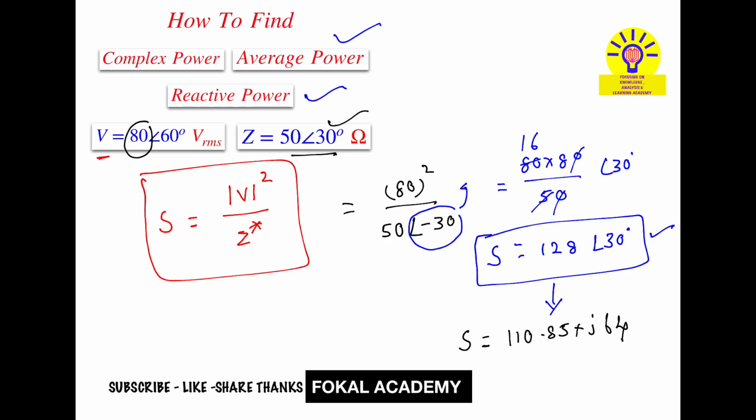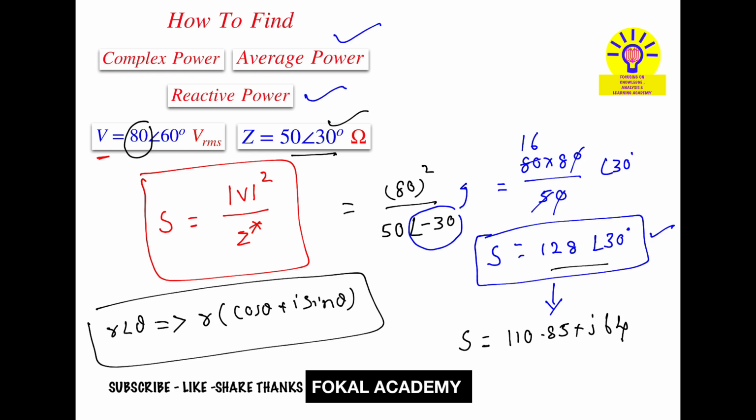Or we can convert this. Whenever R angle theta is given, it can be converted into complex form, that is R cos theta plus j sin theta. So this is the standard form for converting any phasor form into complex form. By applying this, we will get complex power like this, from phasor form to complex form. Here the unit of complex power is volt-amperes. Okay, complex power is over.